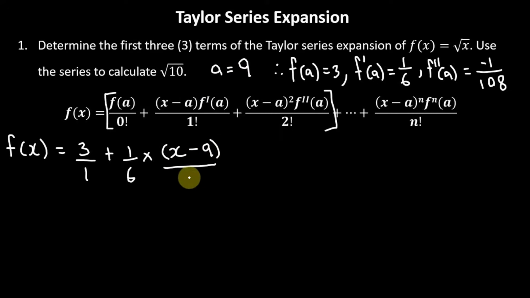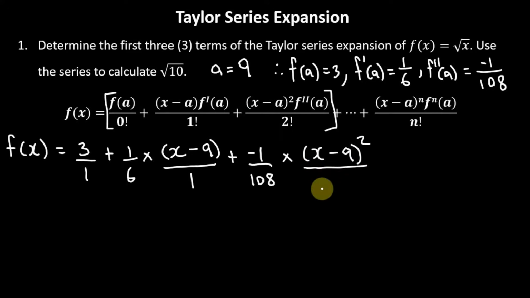over 1 factorial, which is 1, plus we're going to put the value for our second differential at the front again, just like we did the first differential value. So we're going to put our negative 1 over 108 at the front, times the bracket here, x minus a, and again our a value is 9, and we're going to raise this to the second power just the same, over 2 factorial, which is of course 2.